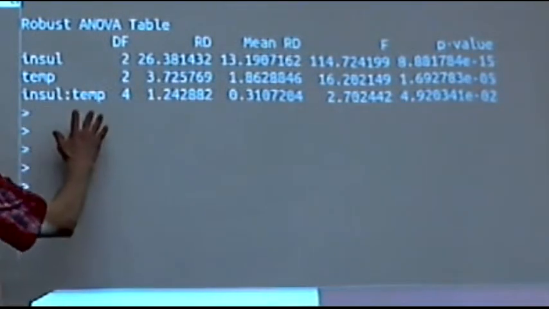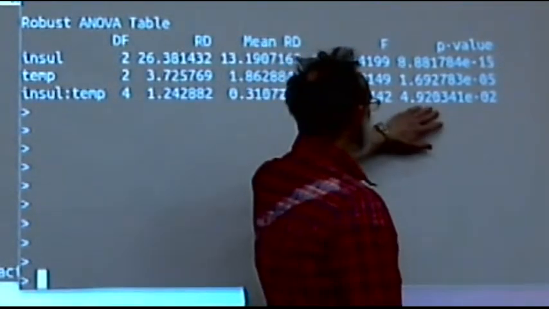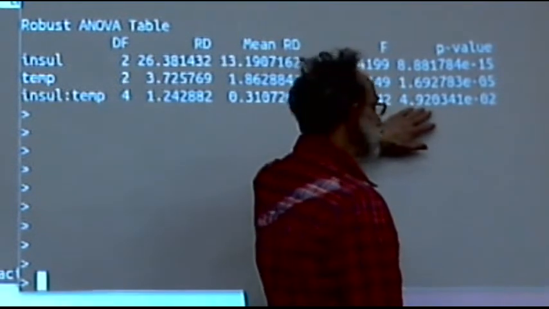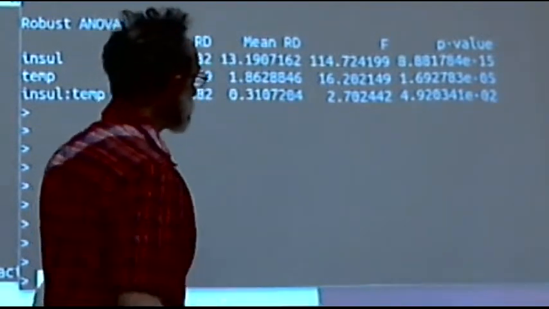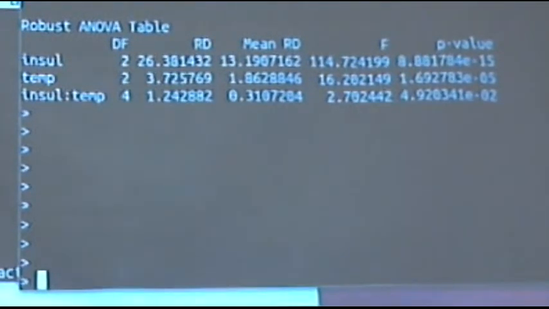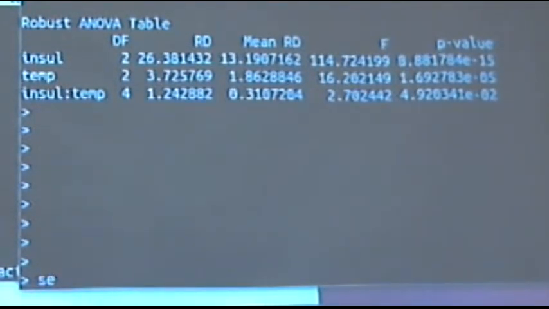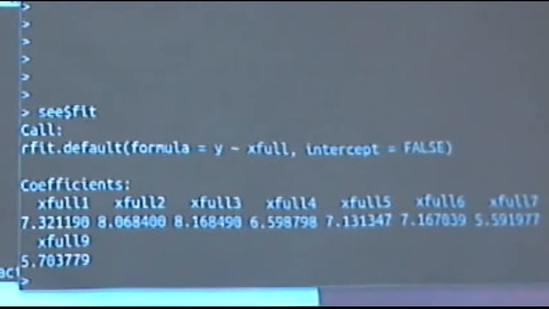So this is your interaction between the two factors, insulation and temperature, and it's very significant. And if you run a least squares analysis on this, it will come out to be nice. But if you do that cell mean plot, which I should do, we can look at the cell means. Here's the cell means. Not the means, this is the location estimates from the fit. I don't know if you can see.